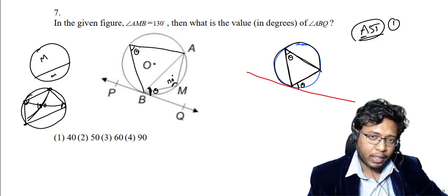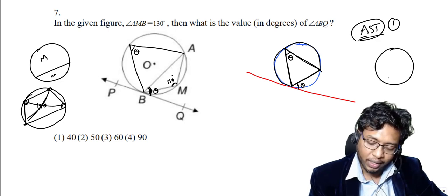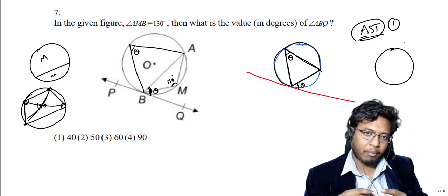Now I tell you one more shortcut. Whenever in a question a circle is given and some data is given, you have to go to a very minute level.